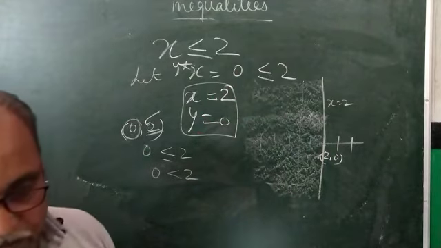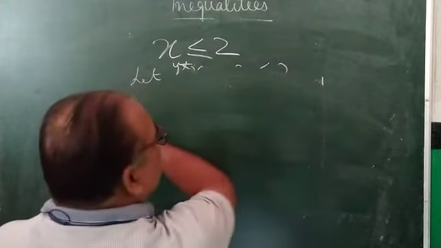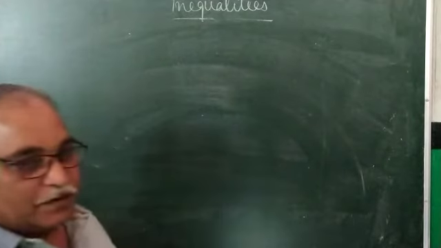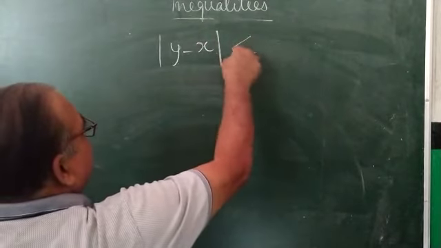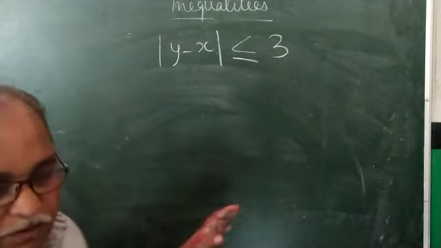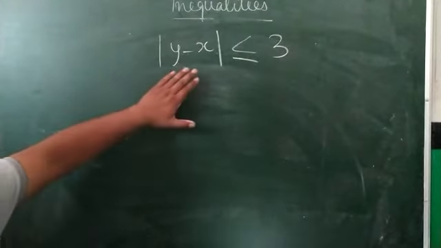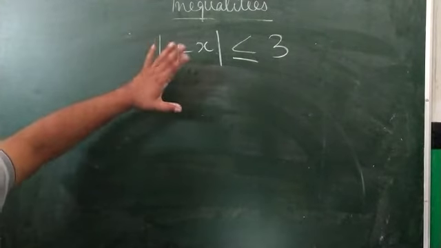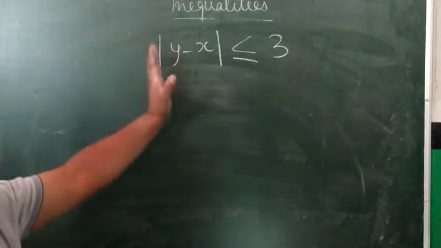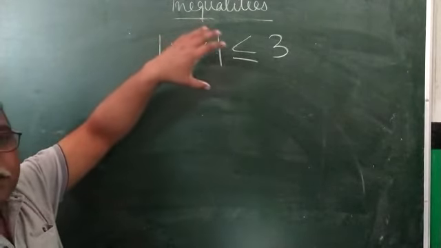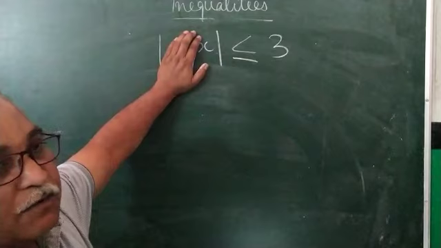And then again we have the third inequality, and it is a little typical, typical in the sense because it has absolute value. It has the absolute value of y minus x smaller than or equal to 3. And you know that in this inequality it is absolute value. Absolute means either it is a negative value, it will come up as positive, or it is a positive value, it will come as positive. The ultimate absolute value will be positive. So the inside value can be minus and also plus.